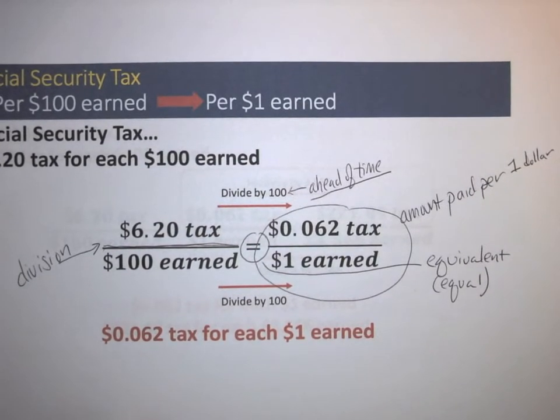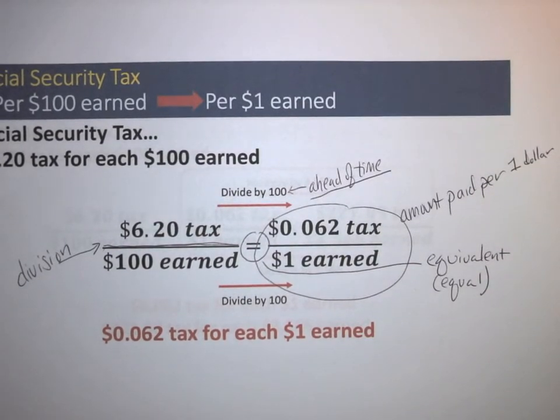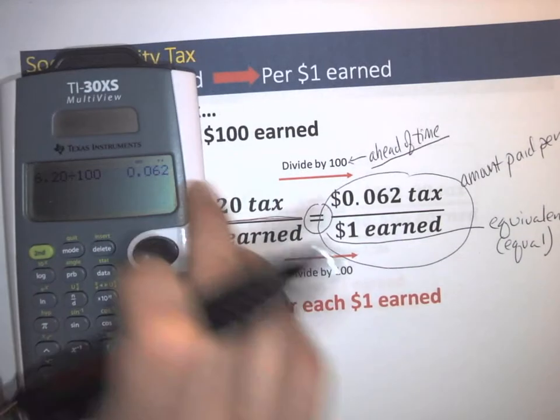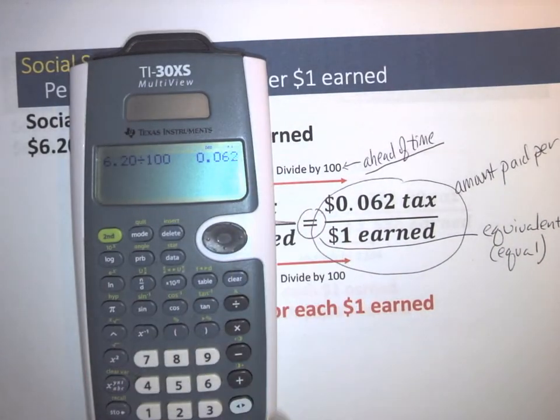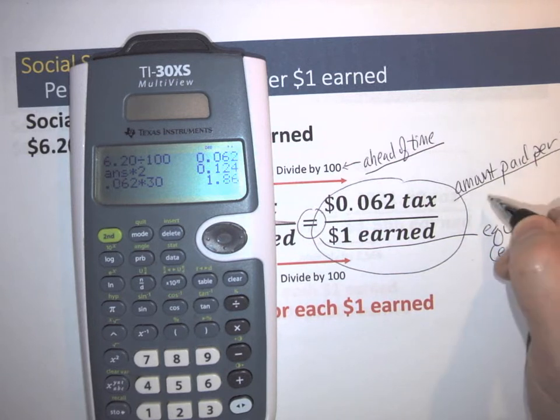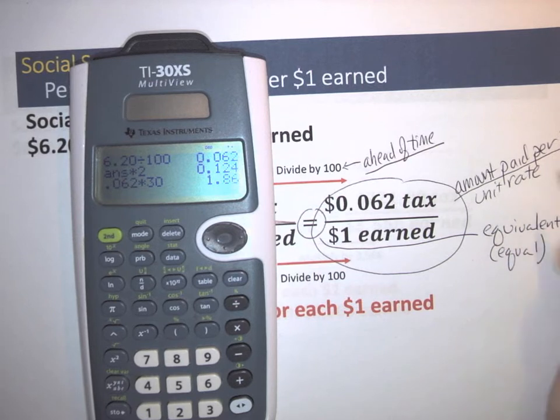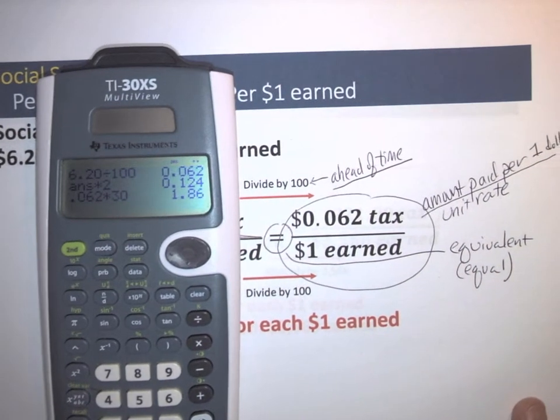So if she only made $2, which would be kind of funny, I would just take this and multiply it by 2. So let's say she made $2, and I want to know how much Social Security tax she's going to pay. So she would pay a little over 12 cents. Or let's say she made $30. So we've got 0.062 for every dollar, and she's going to make $30. She'd pay $1.86 in Social Security tax. So we're going to use this $1 unit, this unit rate, instead of per 100, and that'll make things a little bit simpler.